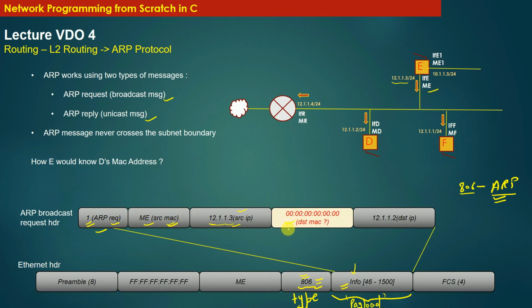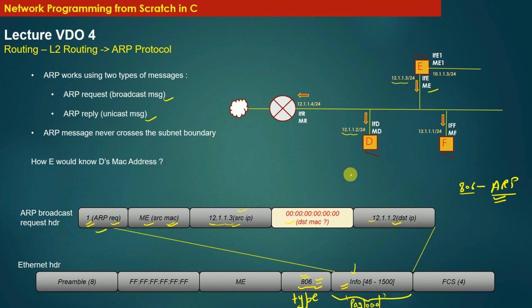And the destination MAC address in the ARP broadcast message is a question mark, because this is the value which machine E is trying to find out. And the destination IP address is 12.1.1.2, that is this value for which machine E is trying to find the MAC address, right? So these are the contents of the ARP broadcast request message.